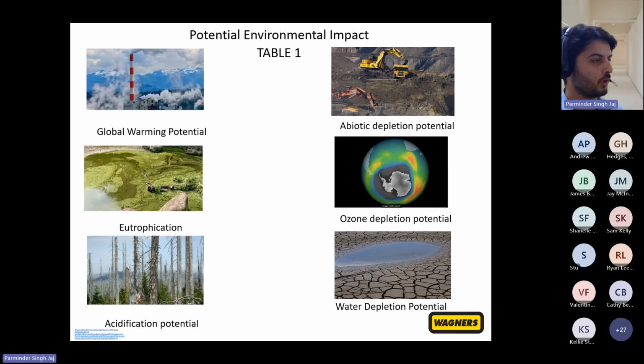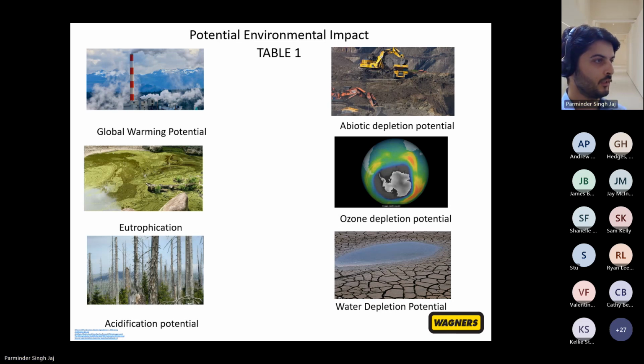So table 1, basically it's the most important table in my opinion. It tells us about global warming potential. It's related to carbon emissions. We have eutrophication potential, which is formation of algae inside the water bodies that can reduce the water content and affect the marine life. Then we have acidification potential related to acid rain. Abiotic depletion means what sort of elements are extracted from the ground. We have ozone depletion potential, effect on the ozone layer, and we have water depletion potential as in more of a water use.